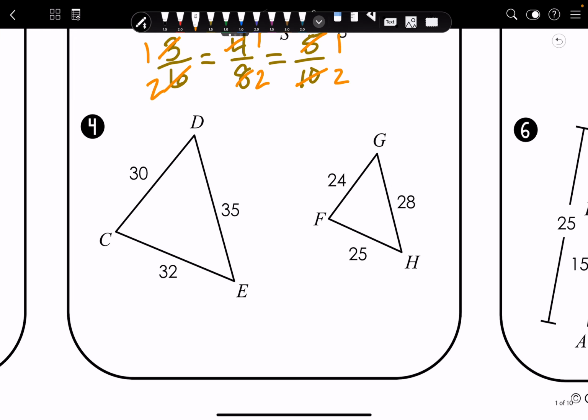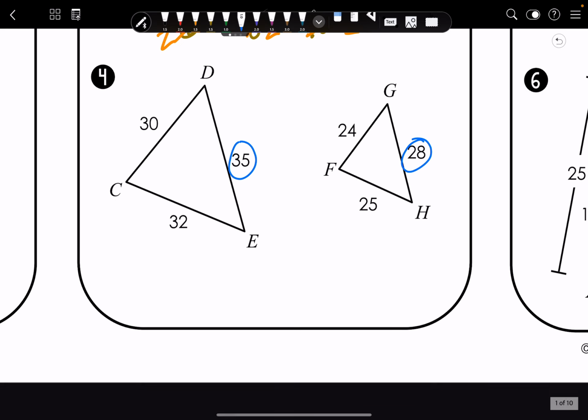Let's go ahead and look at this next one. I'm not really seeing too much, but I do see these two. I remember that these two I can multiply by 7. And I see that these are multiples of 6. So I'm going to start with both of those.